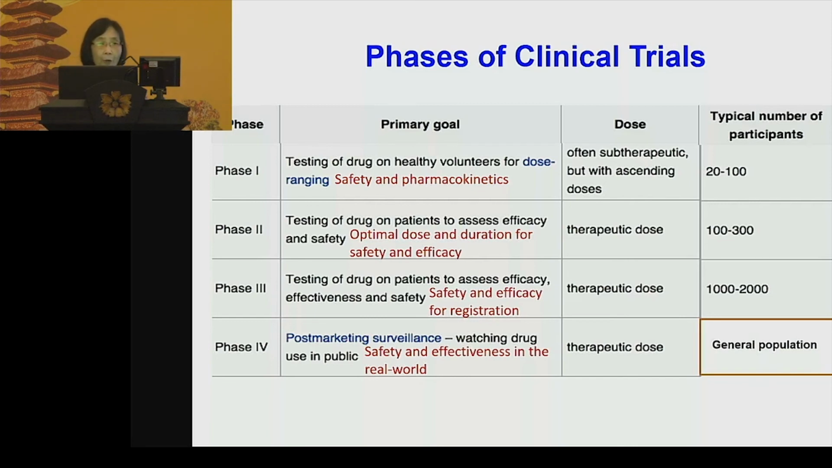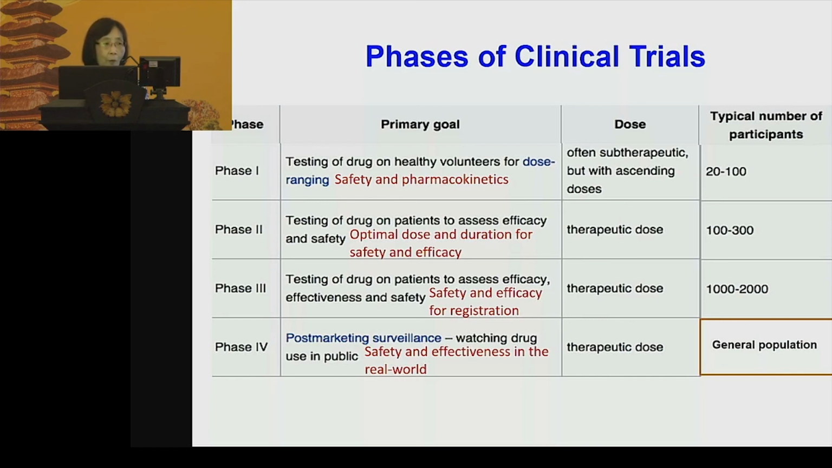And that allows you to go from a very wide range in doses to a smaller range, and you get into phase 2. By the time you get to phase 2, you're trying to figure out what's the optimal dose, what's the optimal duration. You certainly want to confirm safety and also get a sense of efficacy. Phase 3 is really when the industry goes to the FDA or the European equivalent to get approval.